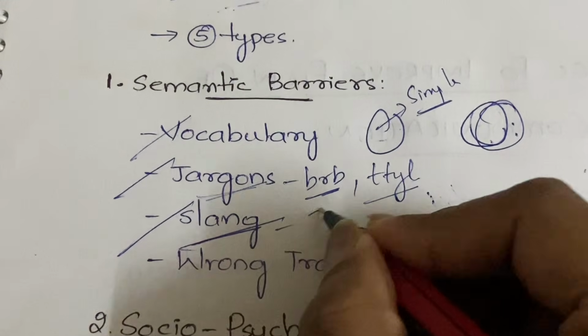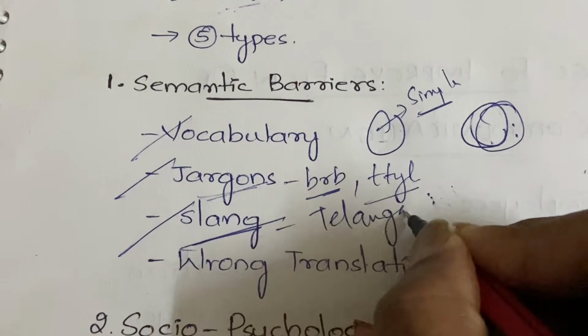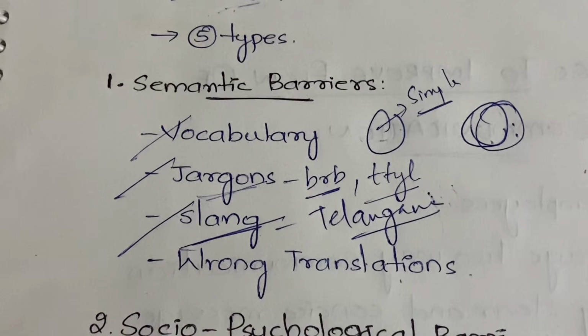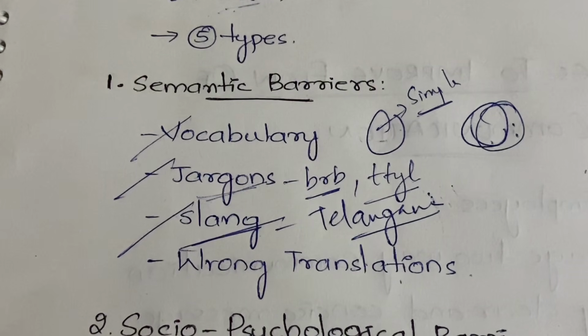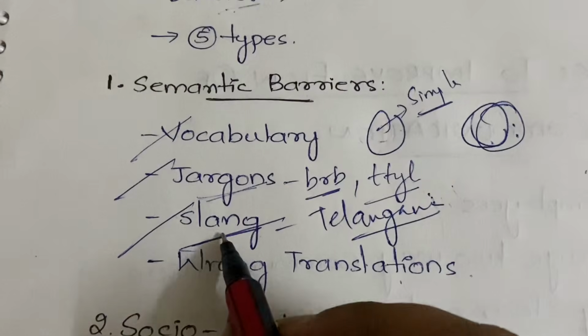For example, we say Telangana slang. In Telangana, we use some different words which are not understandable to people who are living in Andhra Pradesh. Same Telugu only, but Andhra Pradesh people will not understand, and Andhra people or Rayalaseema people will use some words which Telangana people will not understand. Of course, both states are speaking Telugu only, but there are some words which people will not understand. Okay, so that is about slang.